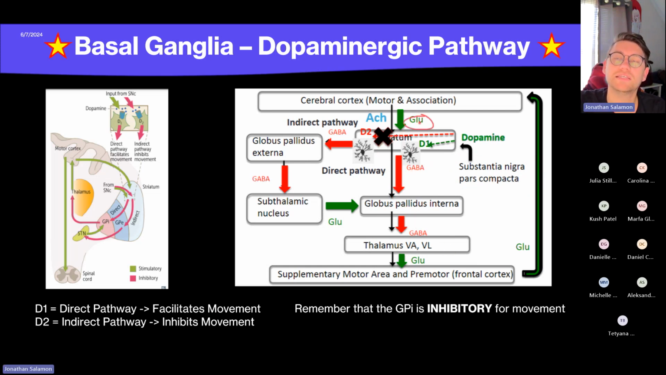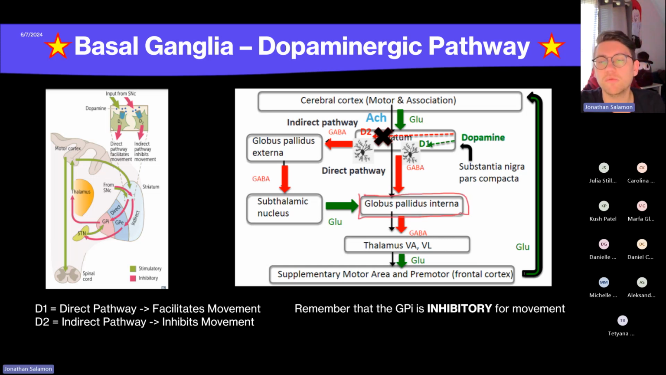Know that glutamate is the excitatory neurotransmitter here, and that GABA is the inhibitory neurotransmitter here. I hope you know that by this point, but definitely know that, because sometimes they'll talk about, if you increased glutamate in the GPI, what would happen, right? And you would get a decrease in movement.